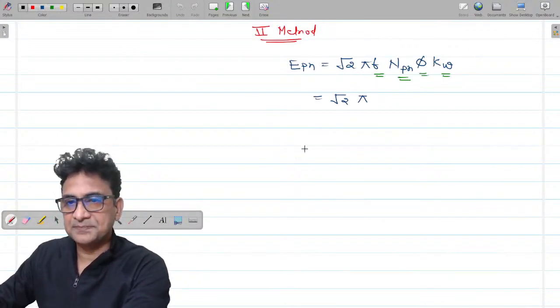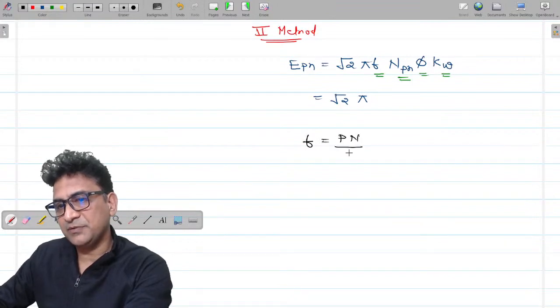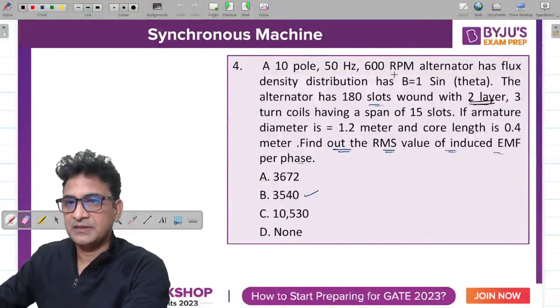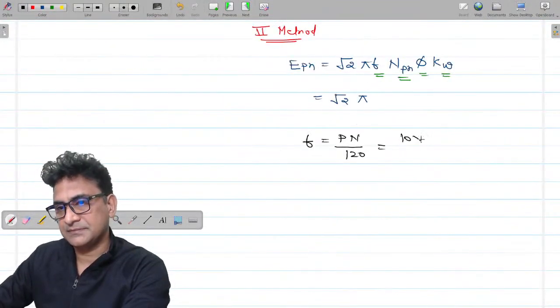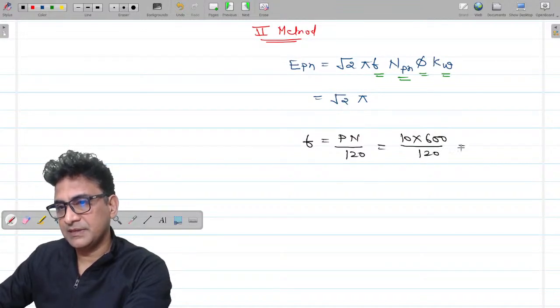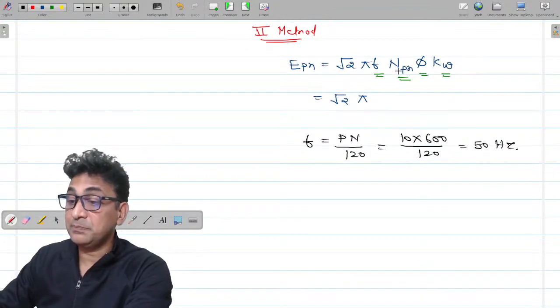So see, how to find the frequency first. Frequency is Pn divided by 120. This is the frequency of induced EMF. 600 is given, 10 pole is given. 10 into 600 divided by 120. It is 50 Hertz. Is it clear?